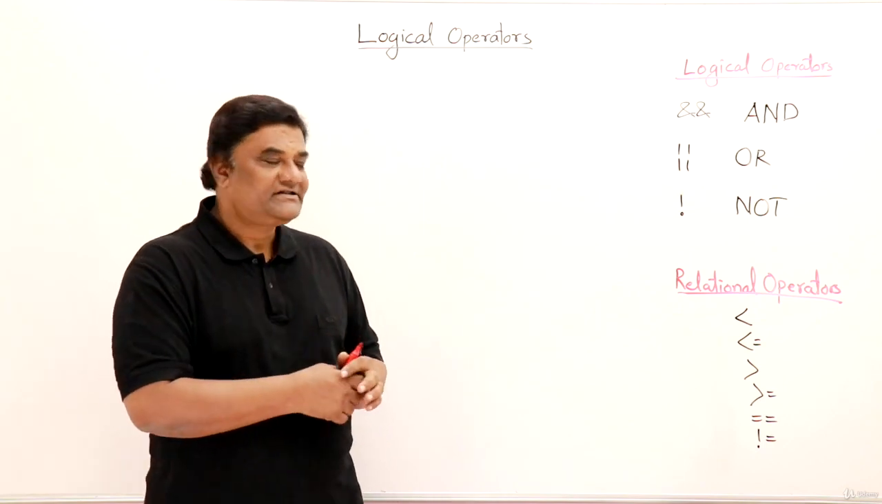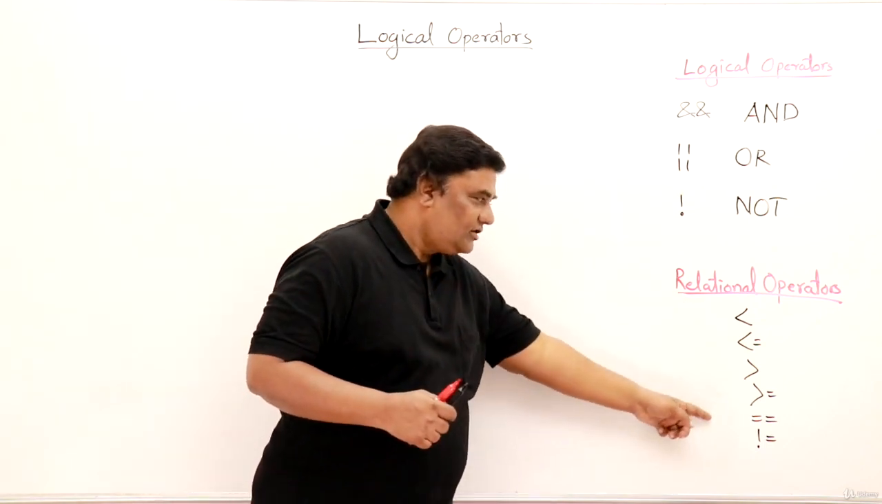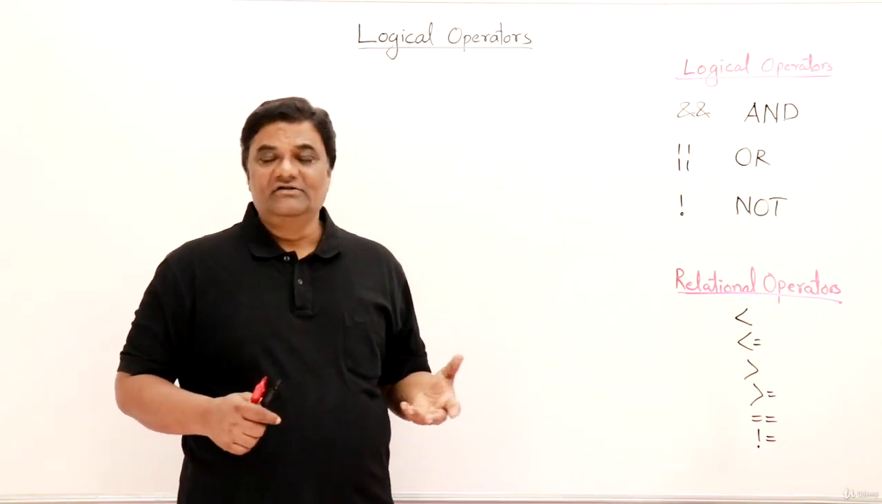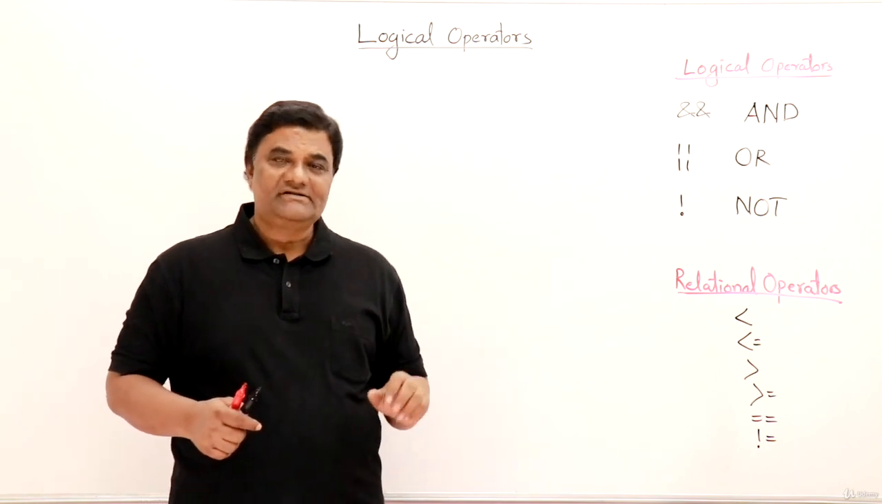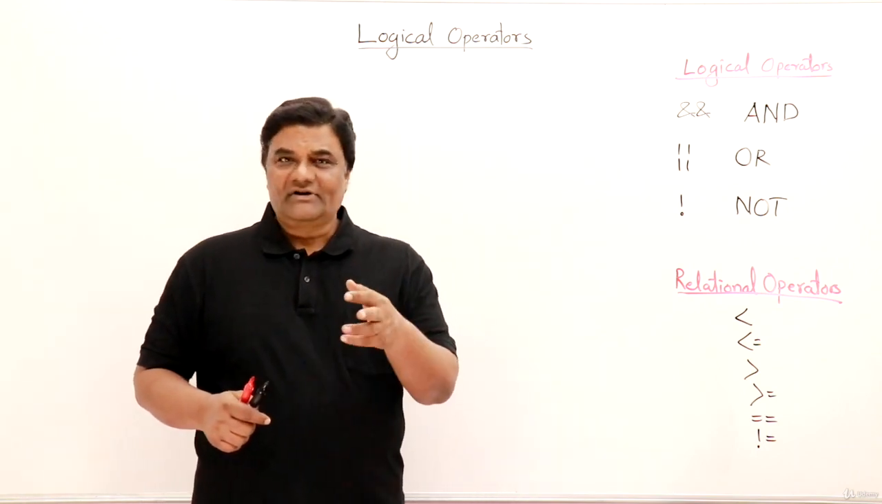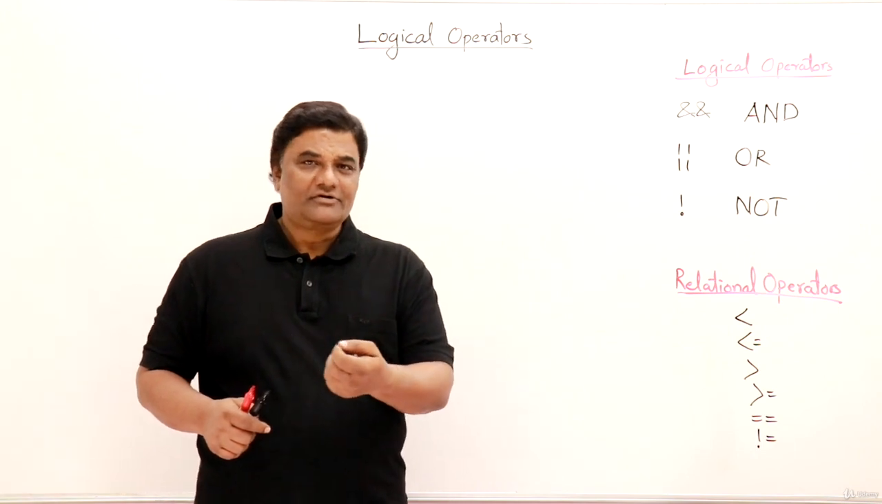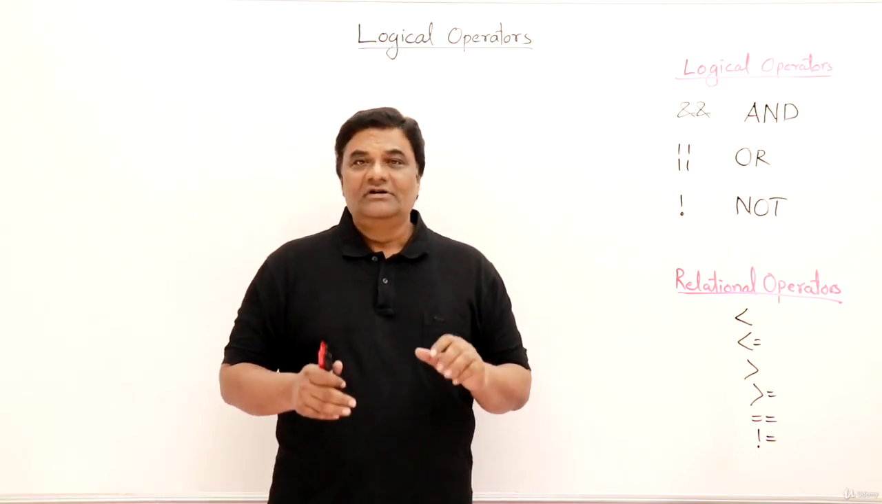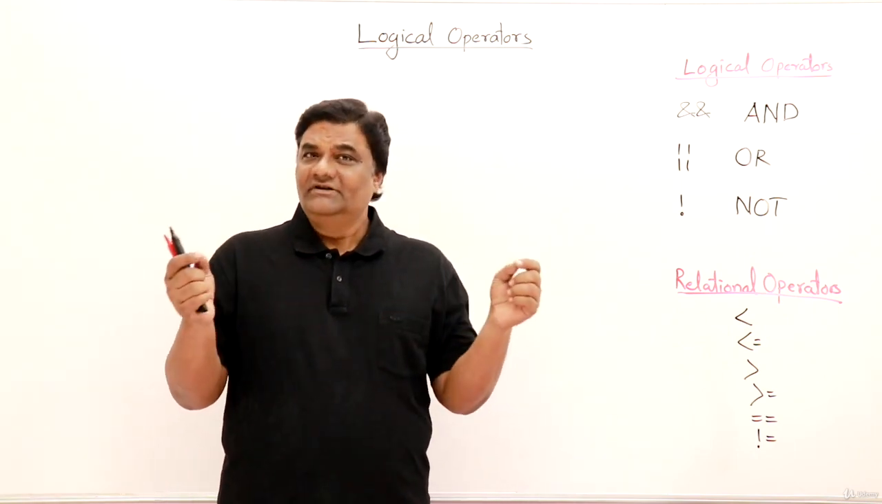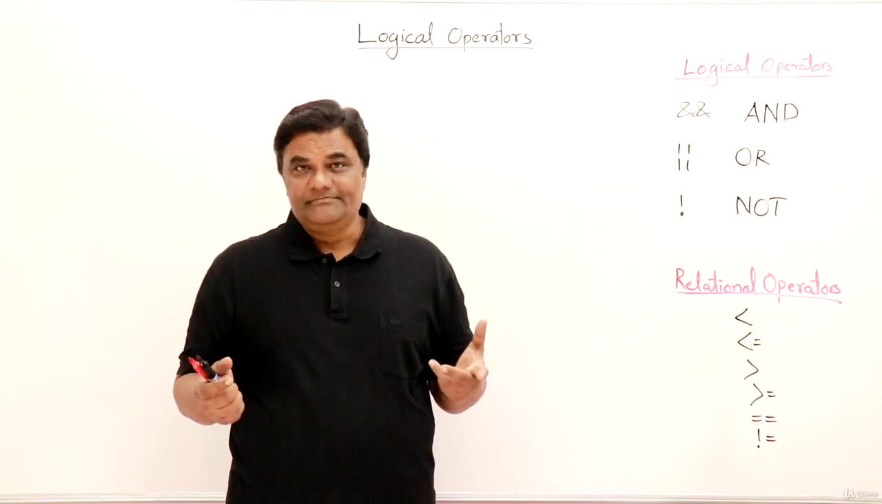For writing conditional statements, we use relational operators, that is less than, greater than, or equal to. So whatever the operators are, we can use these operators for writing the condition. So we have written some program in the previous video. Now, if I have more than one condition, how to join them?